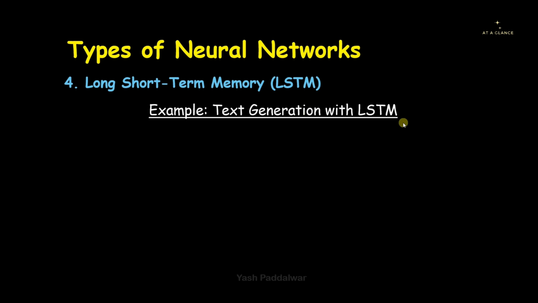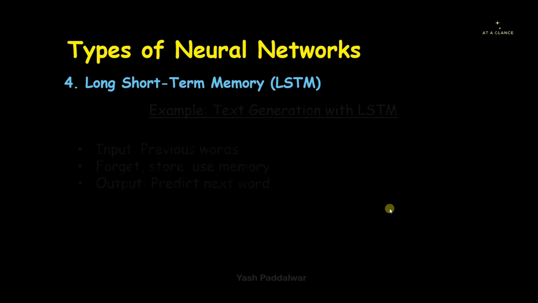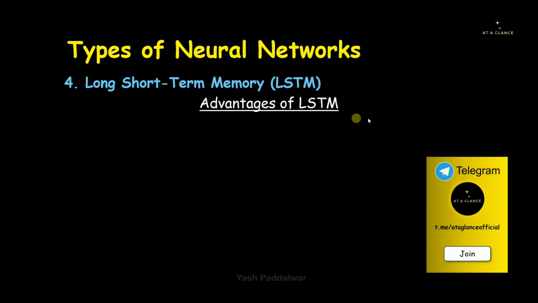The example is text generation with LSTM. So here goes the flow. First comes the input, which takes the previous words one by one. Next comes the concept of forget gate, storage and use memory concepts. These three concepts are responsible for preserving the distant dependencies in the input data. Next comes the output section, which predicts the next word based on the previous set of words that is provided. Again, let me tell you, LSTM can handle long sequences, even paragraphs.